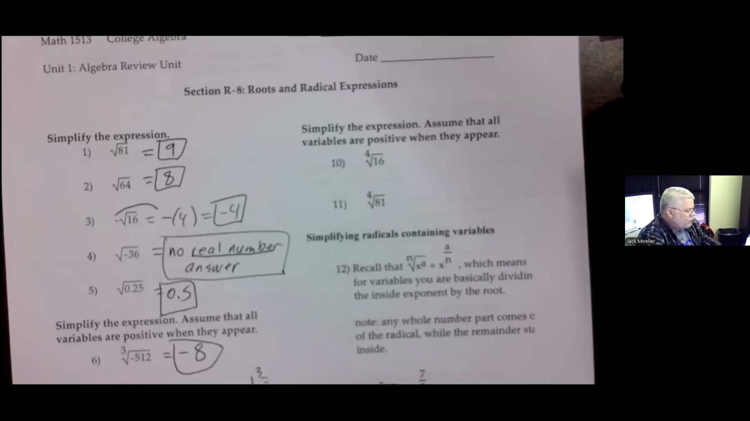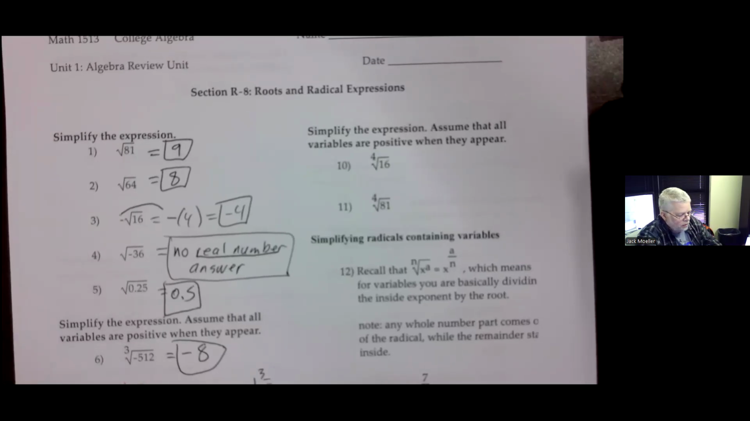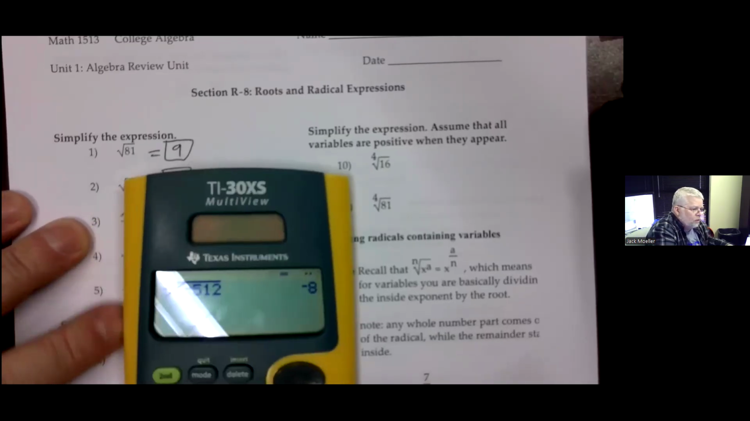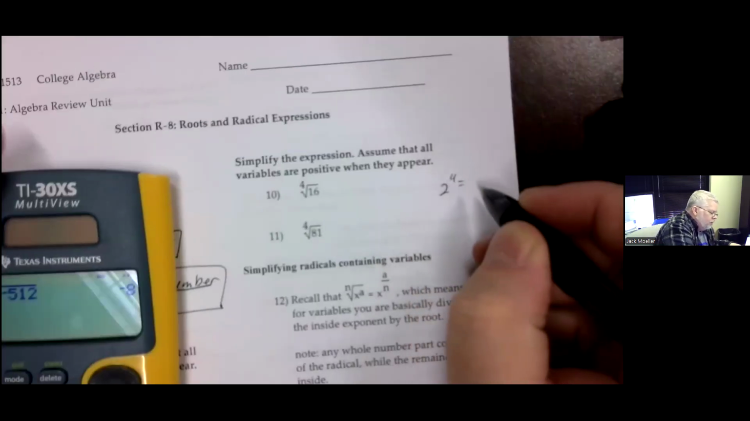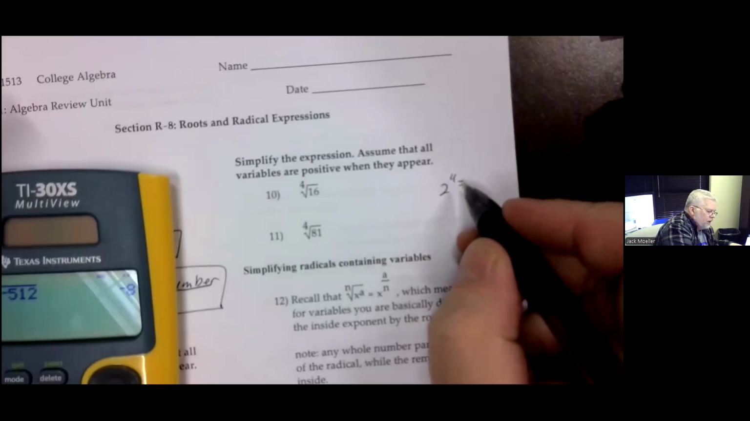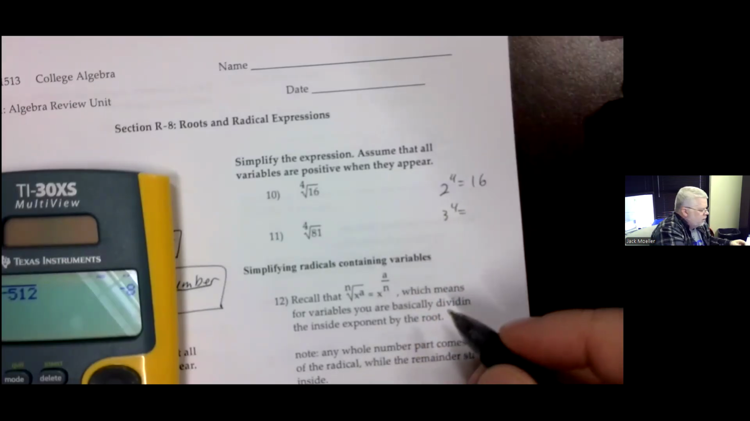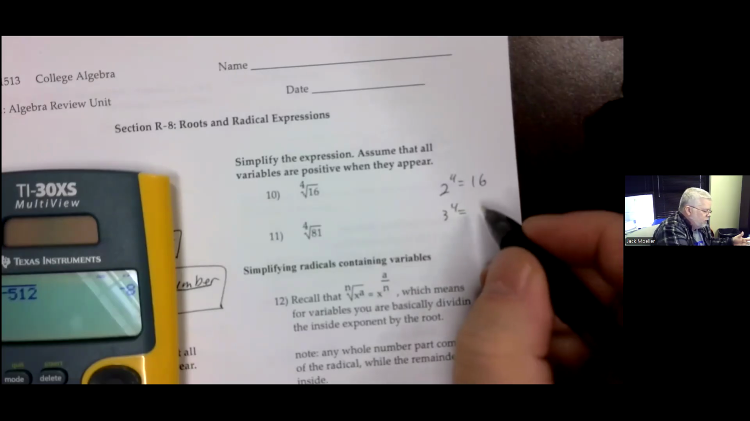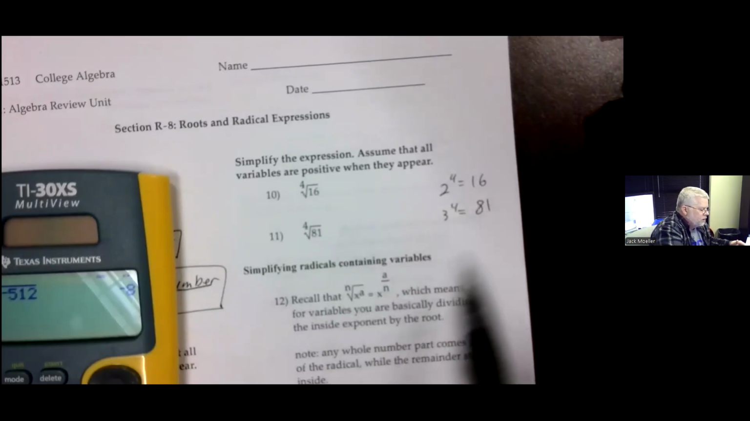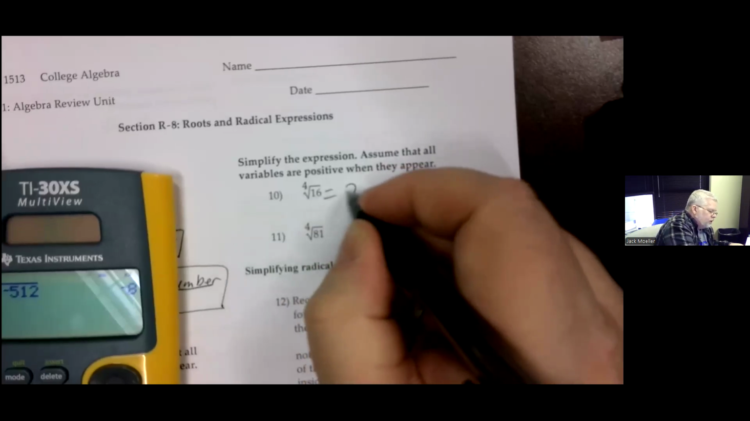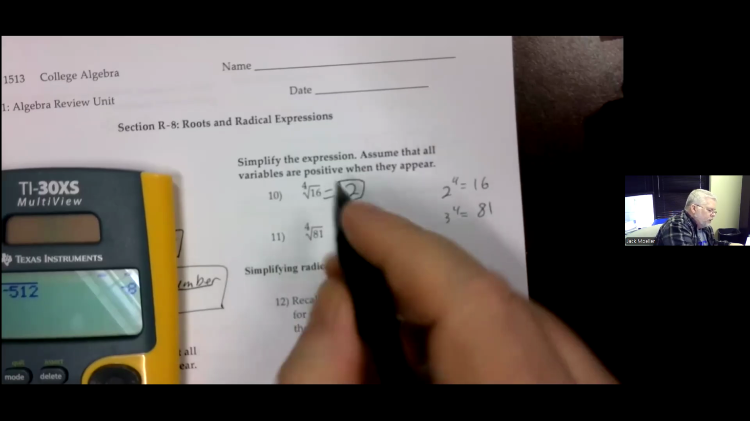All right, real quick here, fourth root of 16. Well, what does that mean? That means what number times itself 4 times gives us 16. A hint: these numbers grow really fast. If you do 2 to the fourth, 2 times 2 is 4, times 2 is 8, times 2 is 16. And if you do 3 to the fourth, 3 times 3 is 9, times 3 is 27, times 3 is 81. So these numbers, when you start raising your power, grow pretty quick. So the fourth root of 16 is 2. The fourth root of 81 is 3.